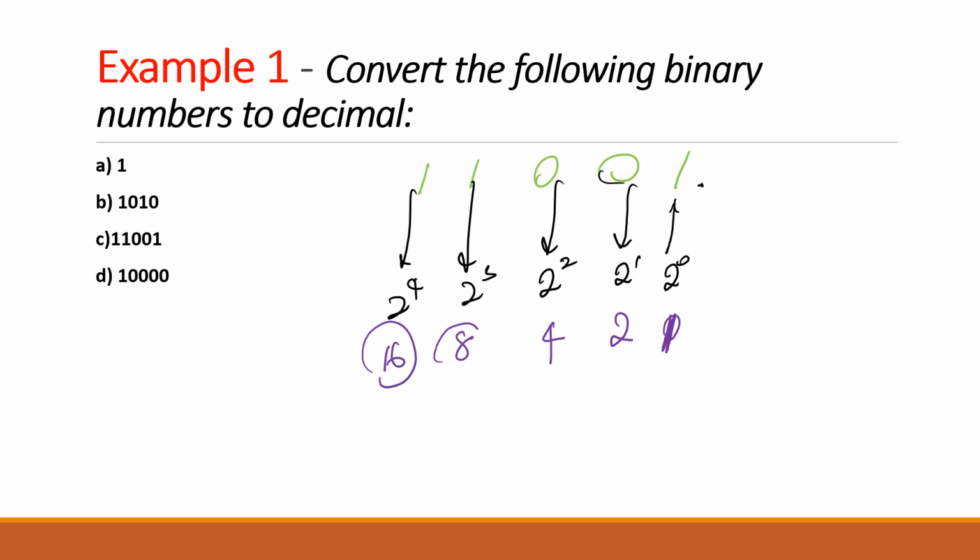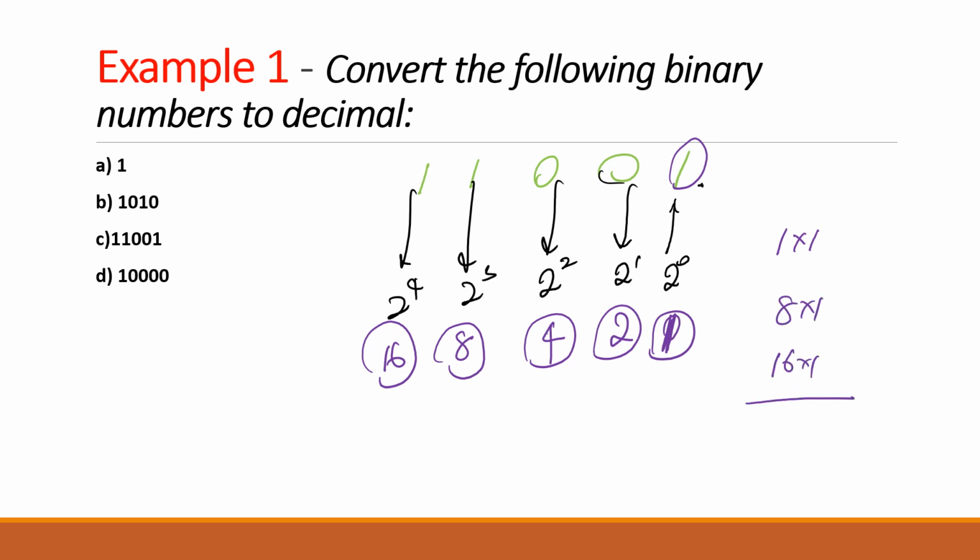Am I right? So there is 1 times 1, and then we have 8 times 1 and 16 times 1. When you add all together, that will be 25. The rest are zeros, so no point of adding these ones. 4 times 0 is 0, 2 times 0 is 0. But you are adding the other numbers, 16, 8, and 1, which is 25. So you can write your answer like this: base 2 is equal to 25 in base 10. Make sense? Are we good?